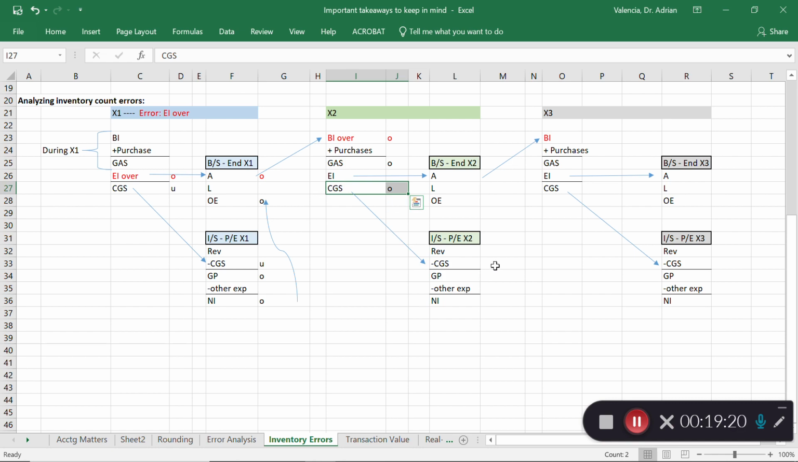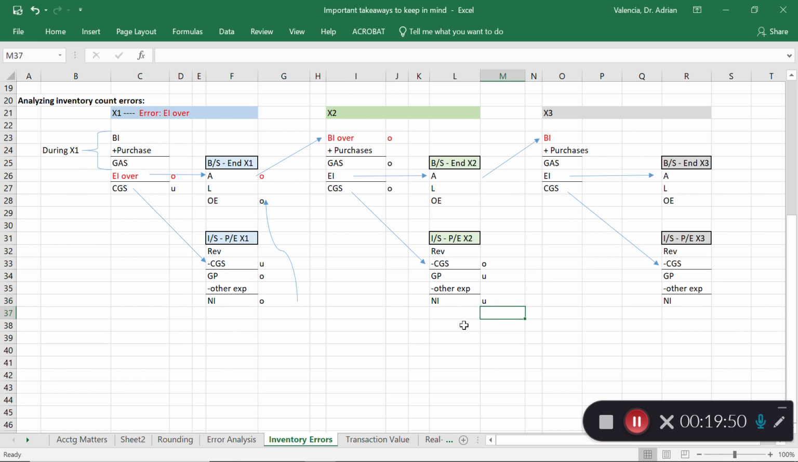Cost of goods sold is overstated, so if I start with that, then my gross profit will be understated, right? Because I'm assuming this is correct. I'm subtracting an overstated amount per the analysis we just did. That means that automatically by math, this gross profit is understated. When I subtract other expenses, I end up with a net income that is understated.